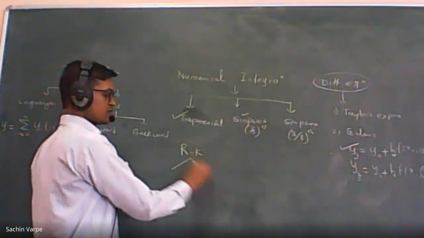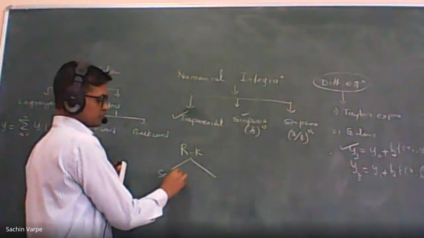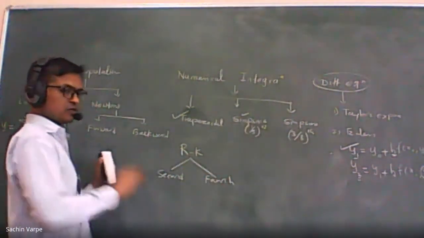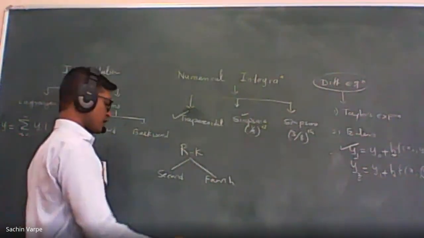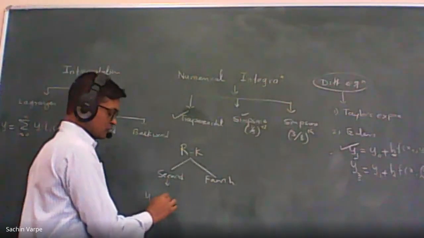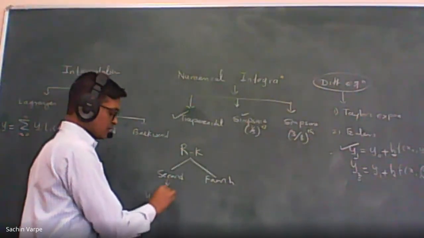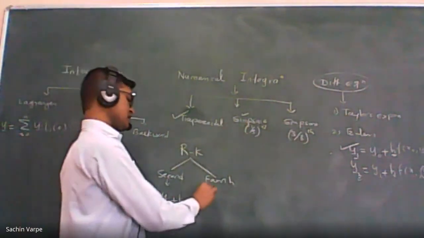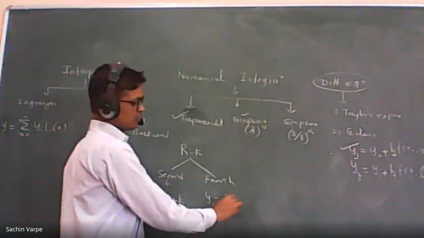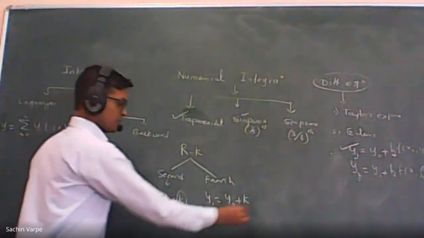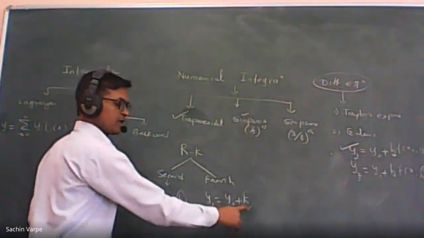The RK method we have discussed in two parts, second order and fourth order. Second order means 2 Ks and fourth order means 4 Ks. So if we are finding the first ordinate y1 by second order, that will be y0 plus k. And if we are finding it by fourth order, it is the same thing, y1 will be y0 plus k. So it is only a matter of the formulas for k. Here we have only 2 Ks and here we have 4 Ks.